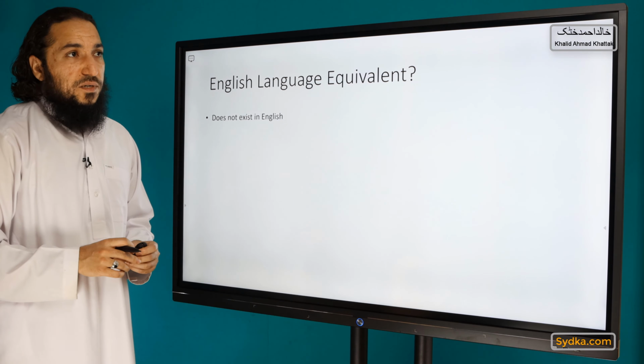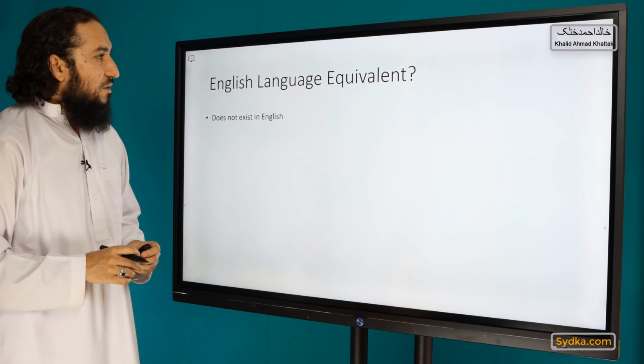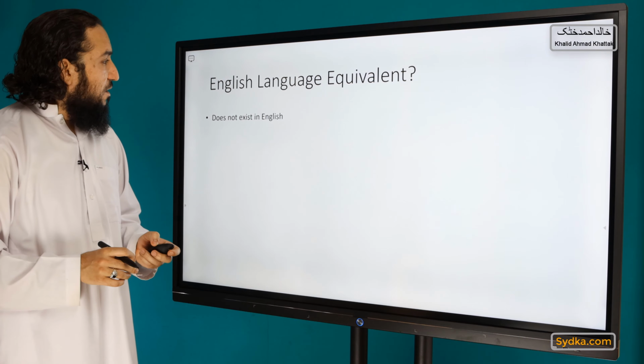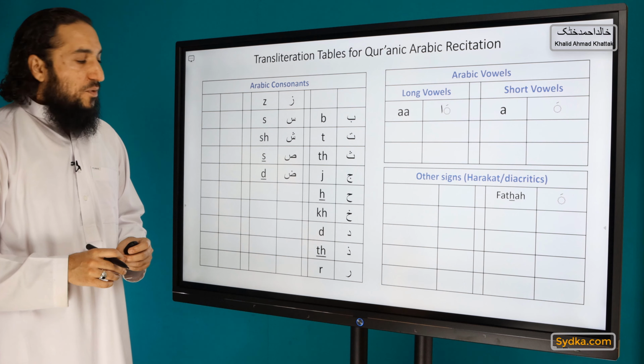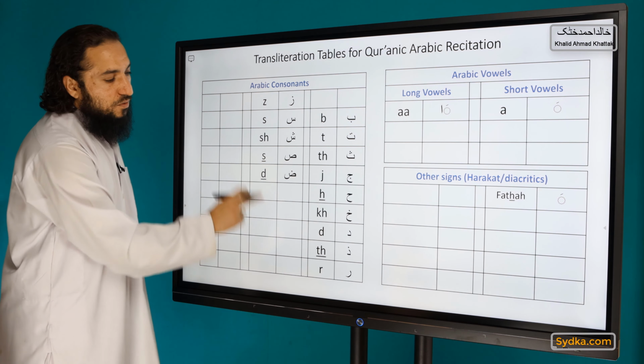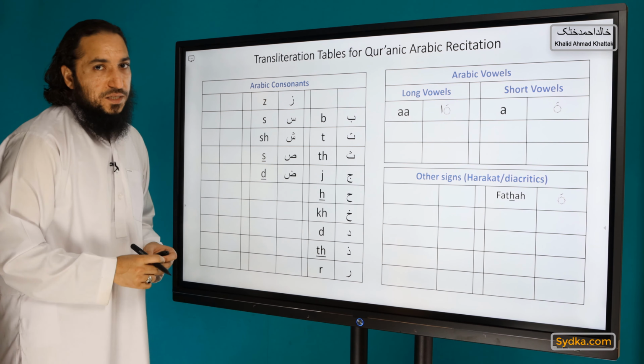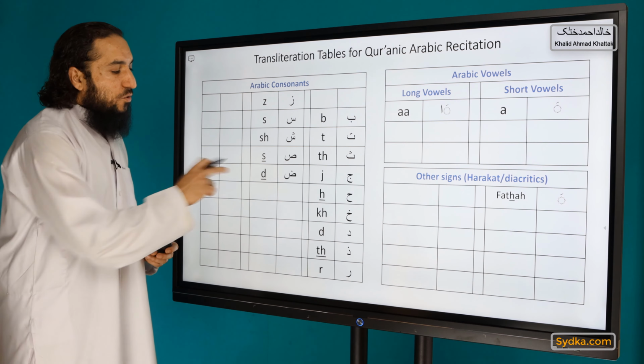It does not have an English equivalent. The sound for Daad does not exist in English. And for transliteration purposes, we will be using D underscore, because we have already used the D sound for Dal, so we will be using D underscore.